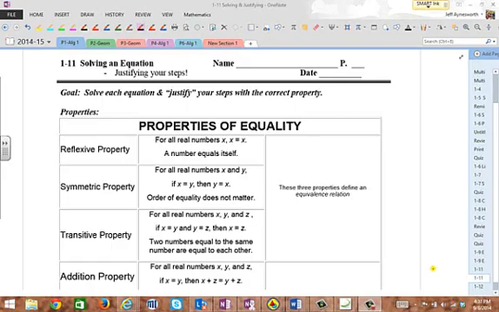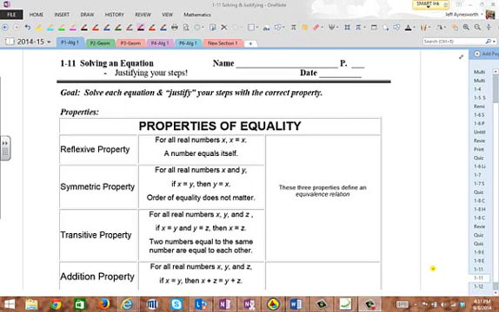Hey everybody, this is Mr. Ainsworth, and we're going to get into the 11th lesson here in our Unit 1. We're going to be solving equations, but this time we're going to be justifying each step as we go, showing all our side work, but justifying as we go with the property of equality in mathematics. We've got to state what allows us to do the things that we do in algebra. So let's go review the properties and then we can go for it.